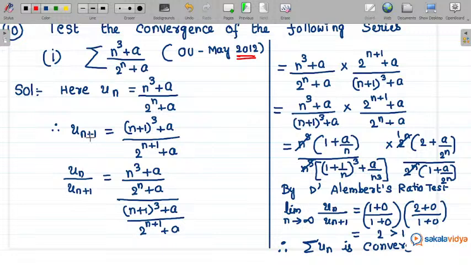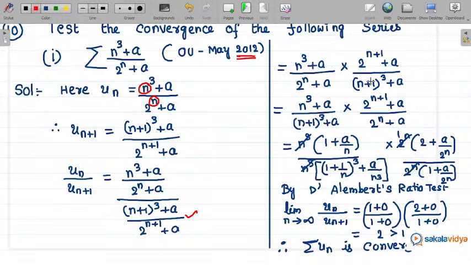So now un plus 1 is equal to, in the place of n, write down n plus 1. So n plus 1 whole cube plus a divided by 2 to the power of n plus 1 plus a. Let us evaluate the value of un by un plus 1, that is equal to n cube plus a by 2 to the power of n plus a divided by n plus 1 whole cube plus a by 2 to the power of n plus 1 plus a. So now n cube plus a by 2 to the power of n plus a into the reciprocal of this one, that is 2 to the power of n plus 1 plus a by n plus 1 whole cube plus a.